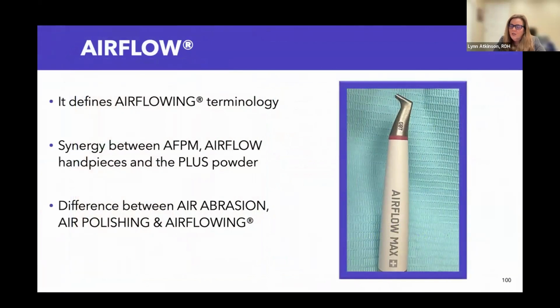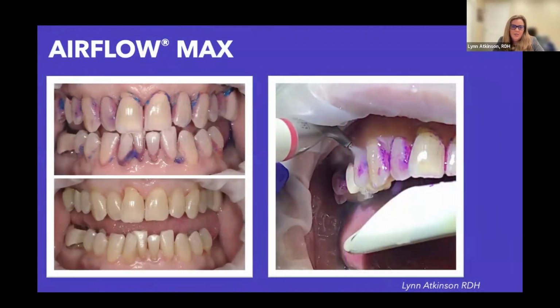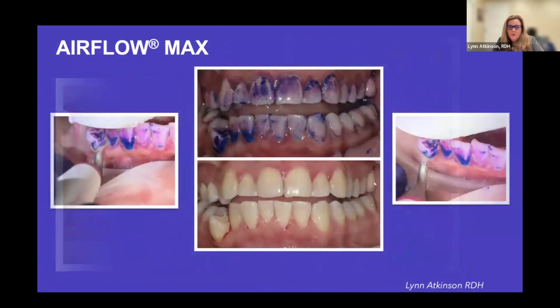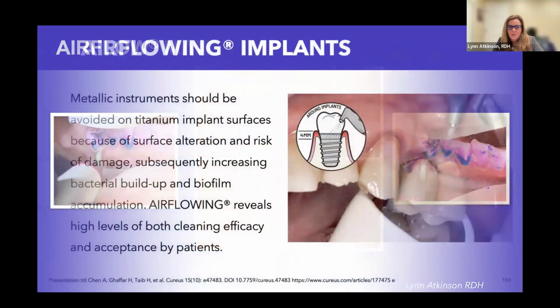Air flowing is not air polishing. It's that perfect synergy, again, with the erythritol powder, which is water soluble. And it's that perfect synergy with the AirFlow Prophylaxis Master, the AirFlow handpieces, and the Plus powder. And there's a big difference in air flowing and air polishing. So this is what the AirFlow Max looks like, and it's just really easy to do. You're removing all of that biofilm from all of those surfaces, all the nooks and crannies.